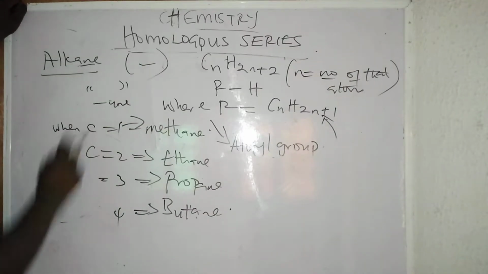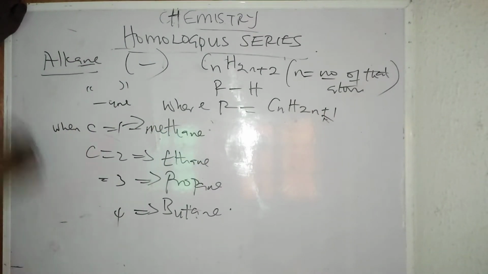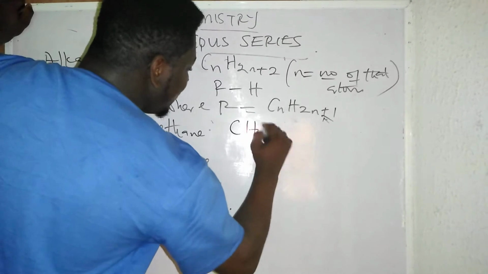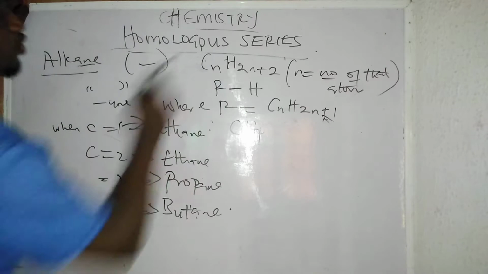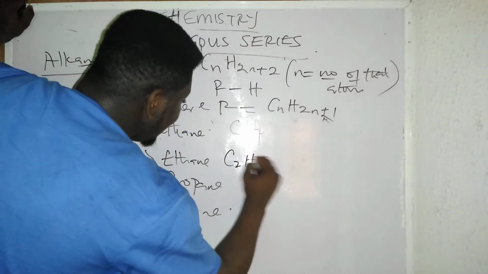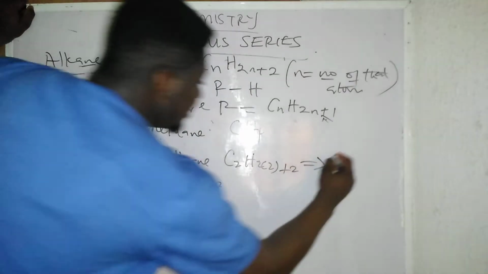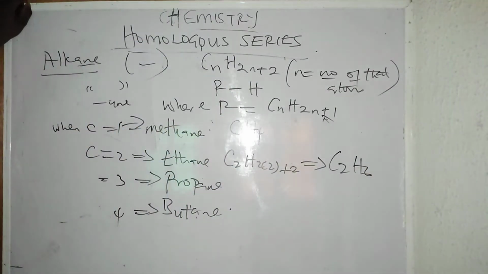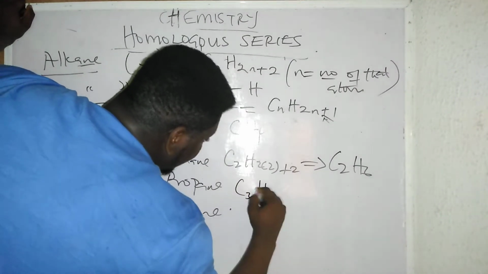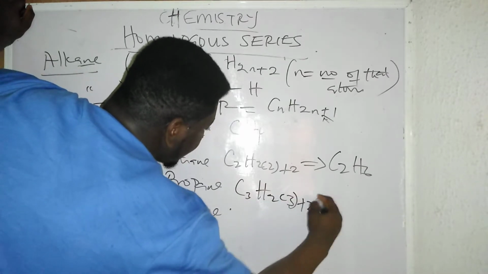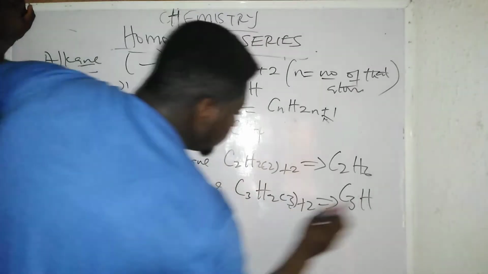So when we have carbon number 1, putting it into the formula like we did earlier, we have CH4. If we put carbon number 2 into this formula, we have C2H2(2)+2, that will give us C2H6. If we do likewise for when carbon is 3, we are going to have C3H2 times 3, 6 plus 2, that is 8.